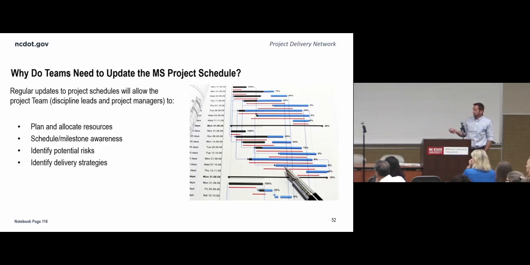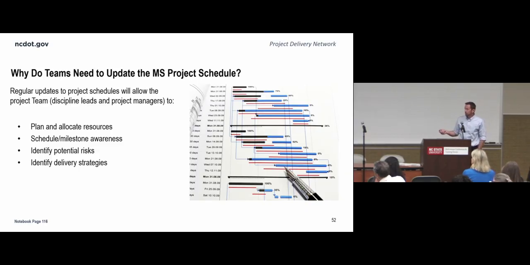Why do we need to update the MS project schedule? Without a schedule, projects tend to go on in perpetuity. A schedule allows for allocating resources. If you have 5 projects going on and you're a hydraulics person, then you need to know where in calendar time those different projects are going to fall so you can obtain more resources, you can sub part of it out, and so on and so forth.